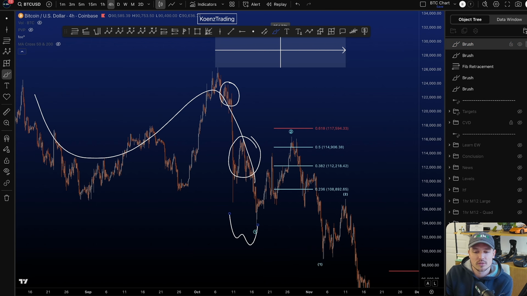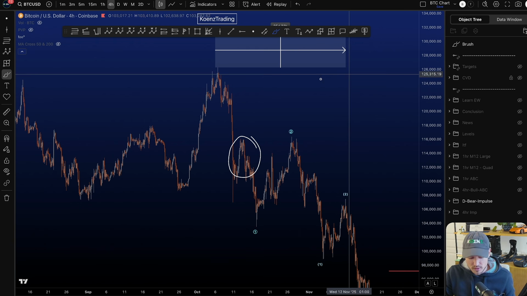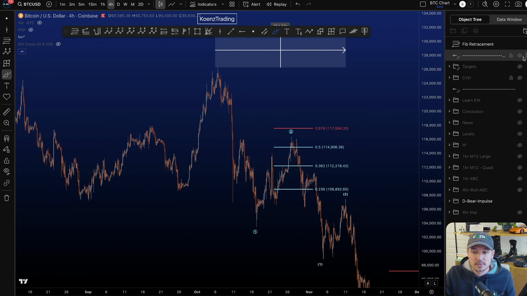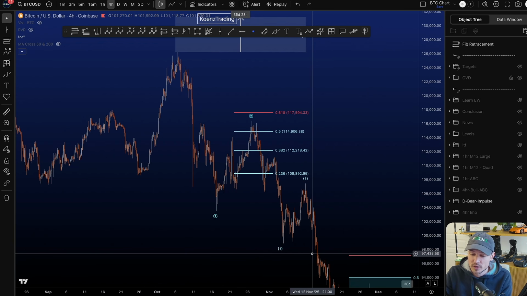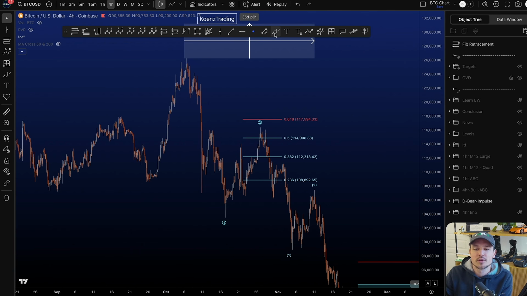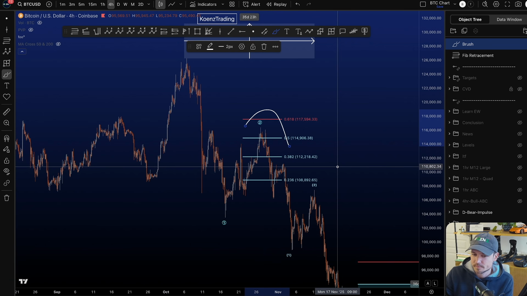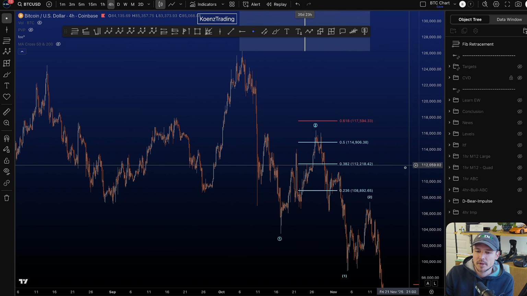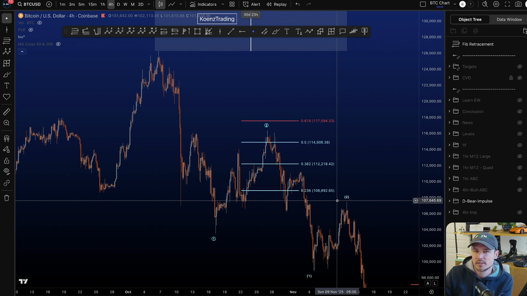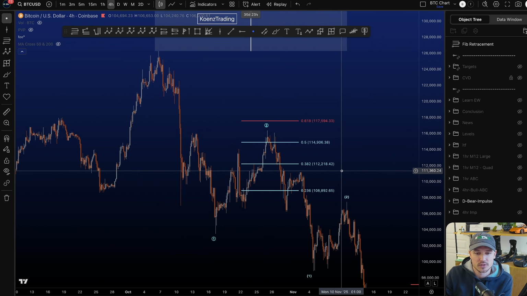These scenarios are different, right? It can be an ABC, can be a 1, 2, 3, can be a multi 1, 2, can be a WXY, but your bias is this looks corrective, we look for another move down. And then depending on the move to the downside, you can adjust your position. You can manage your position.